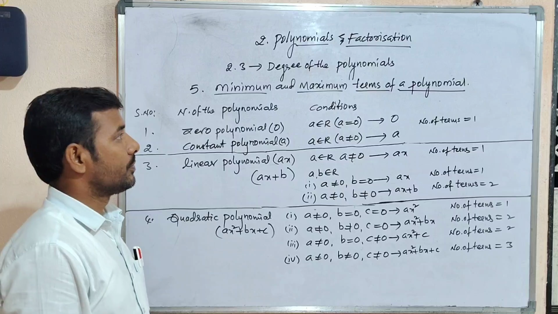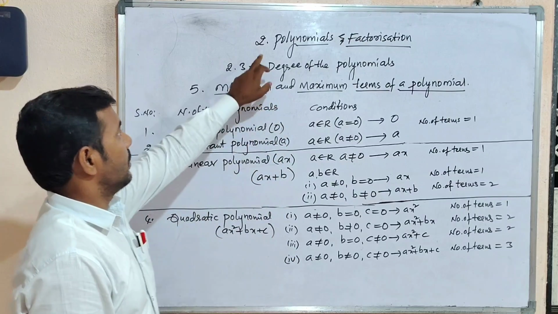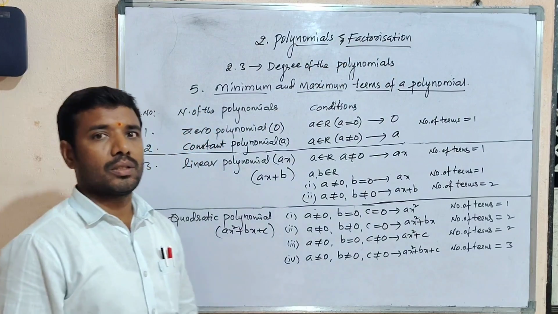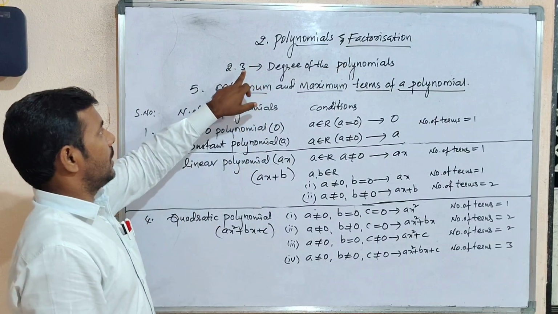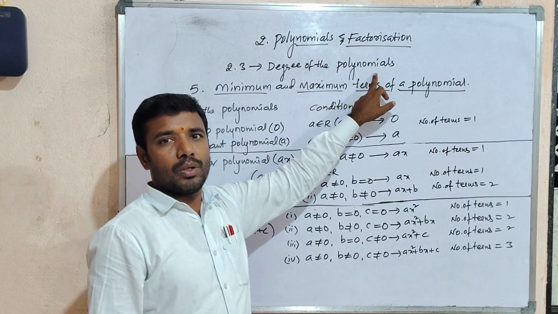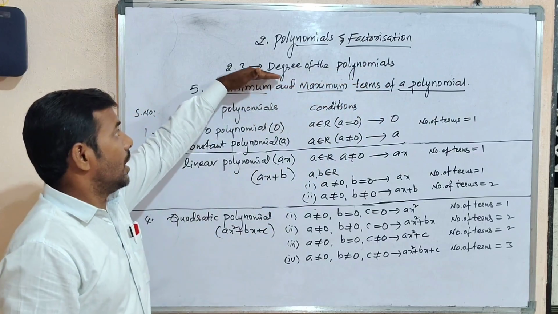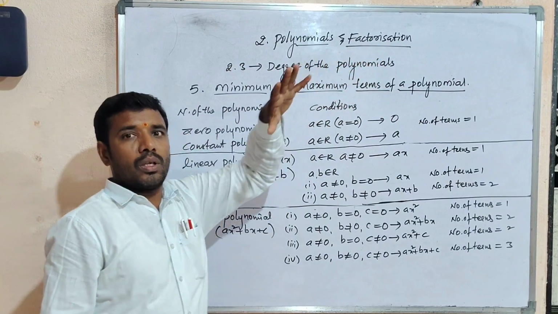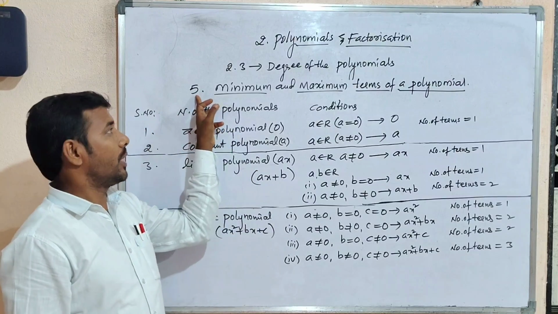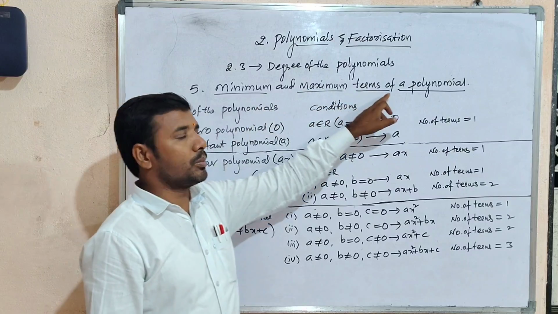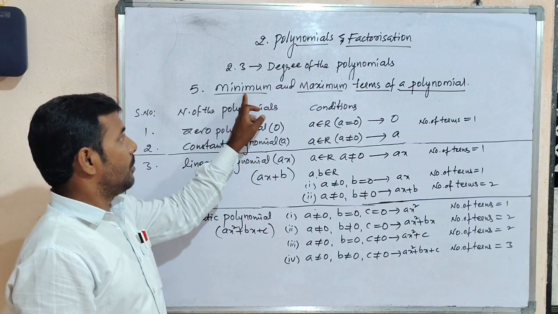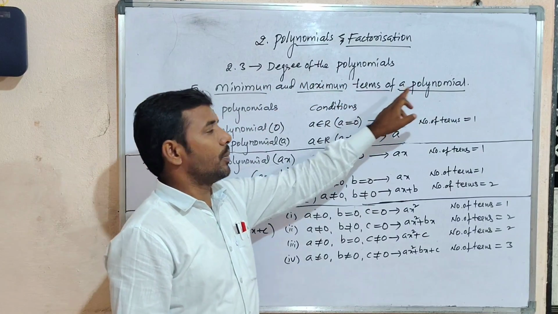Good evening students. We are learning the second chapter, named polynomials and factorization, from 9th standard. In that, the third subtopic is 2.3, named degree of the polynomial. Under this title, we made 6 points. Among that, the 5th point is minimum and maximum terms of a polynomial. Once again, minimum and maximum terms of a polynomial.